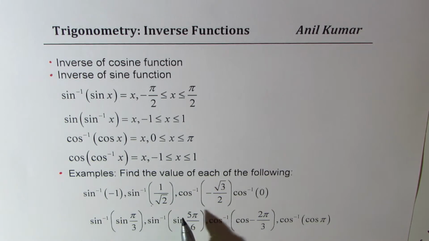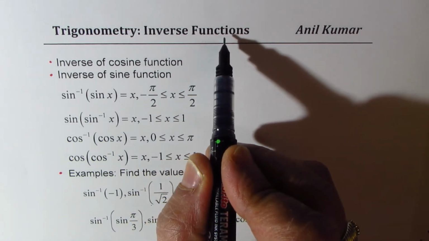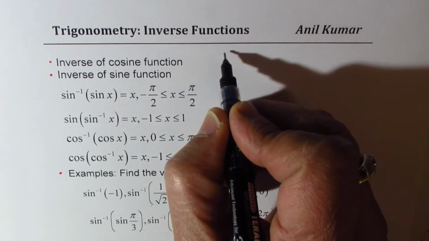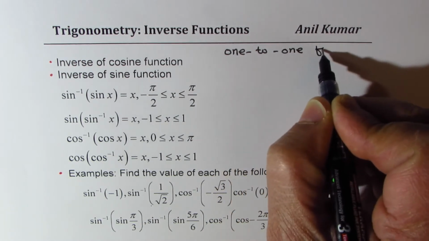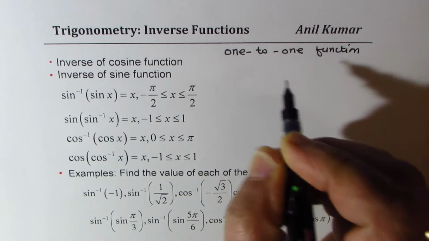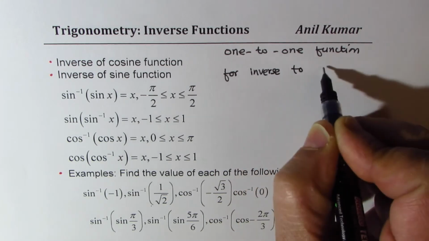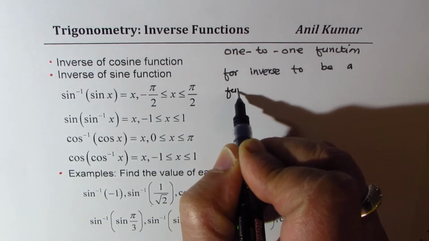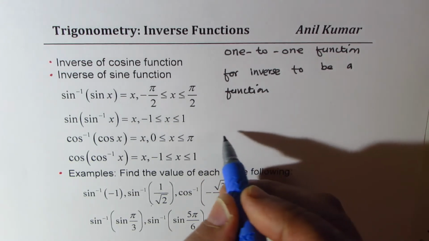Okay, we'll take a few examples like shown here to find the value of each using these properties and the concept. Now, before we begin, we should understand that inverse of a function is a function only if we have 1 to 1 function, right? So we should have 1 to 1 function for inverse to be a function. Correct? So you remember horizontal line test, that's what we are referring to.